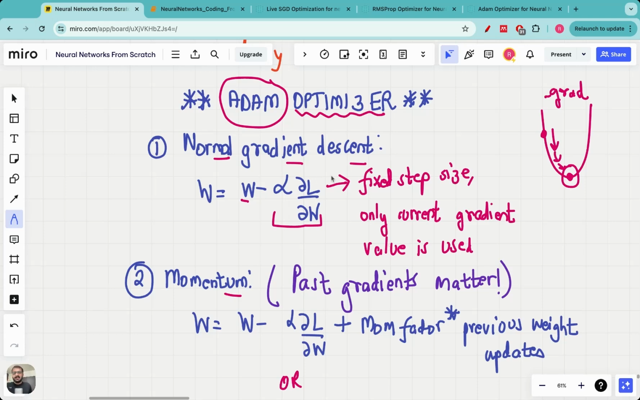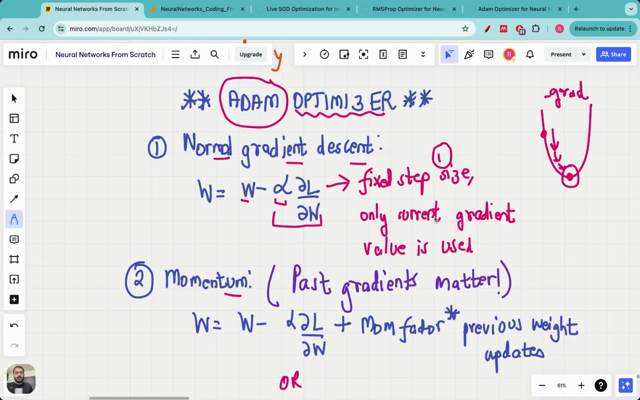So here you can see that there is a fixed step size. Whichever weight you are looking for, whichever bias you are looking for, all of the weights and biases have a fixed step size which is shared among all of them. That is the first feature of normal gradient descent.